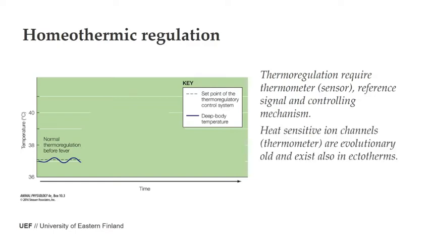And the thermometer is just an ion channel. We have ion channels that are activated in hot temperatures, and ion channels that are activated in cold temperatures. And they are evolutionarily very old and exist also in the ectotherms. And surprise, surprise, that's why the ectotherms know what the body temperature is, so they can make behavior changes to cool the body or heat it up.